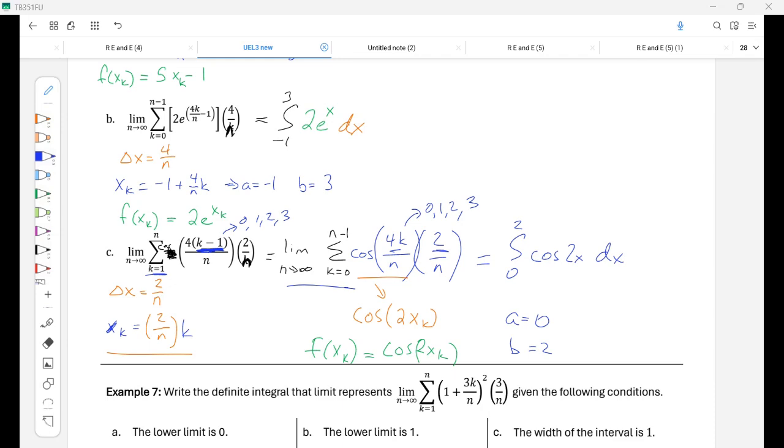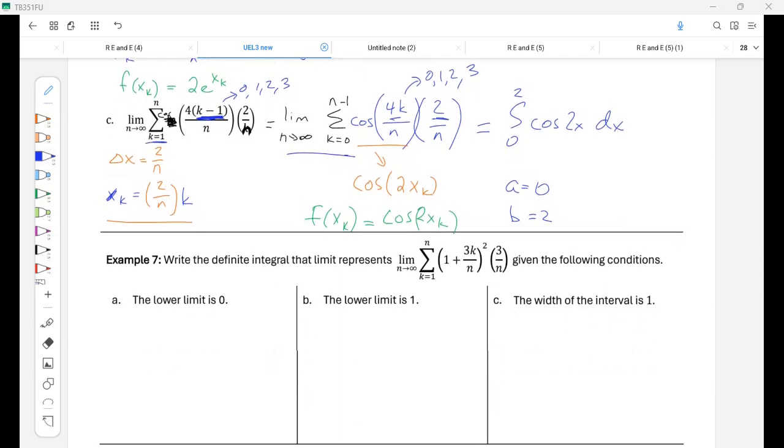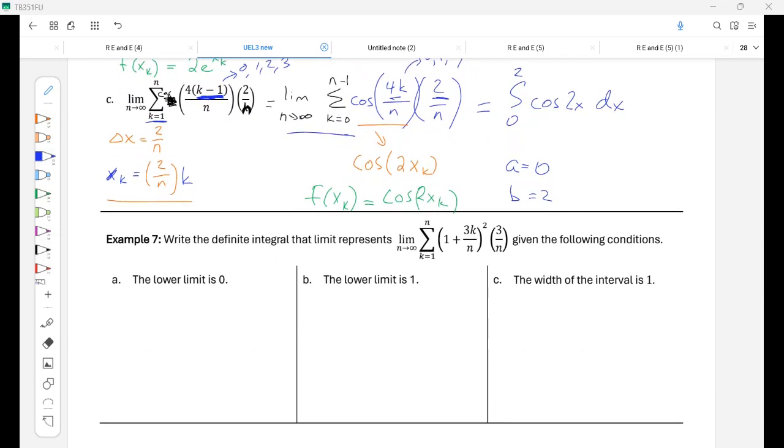Final example. It does turn out that these limits could represent different integrals. The integrals will all have the same value, but they will be different integrals. So we're going to do this 3 different ways.